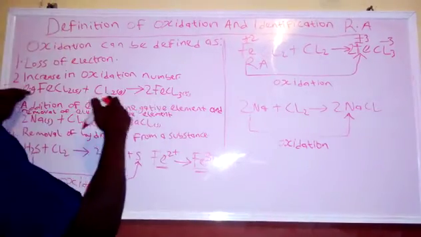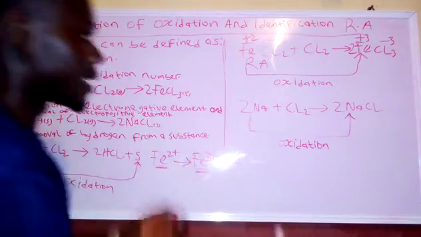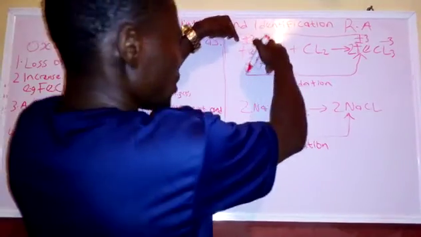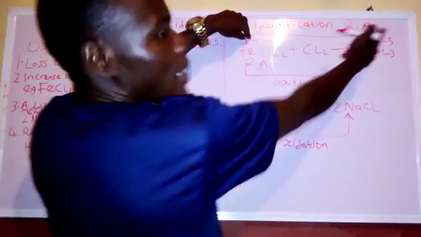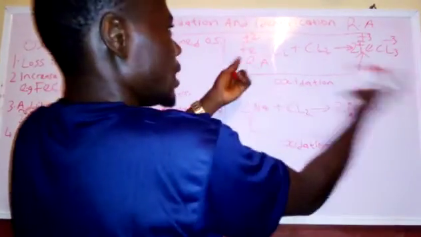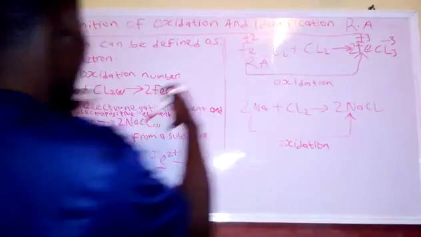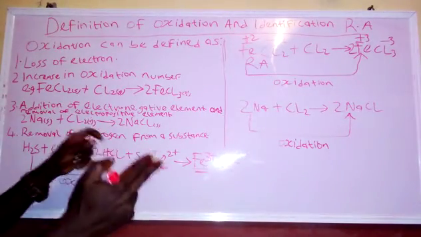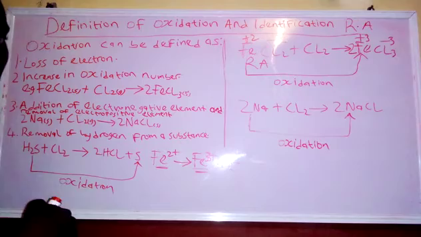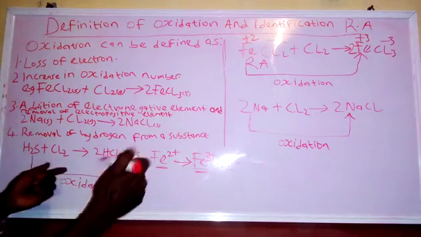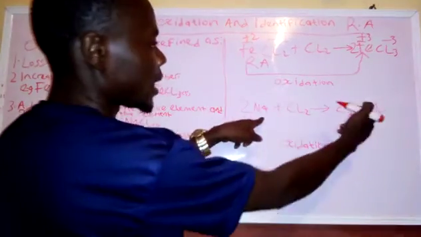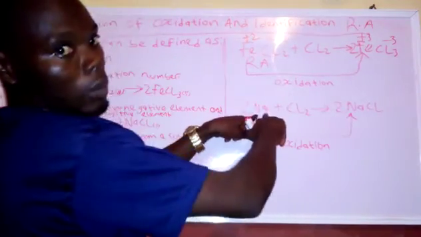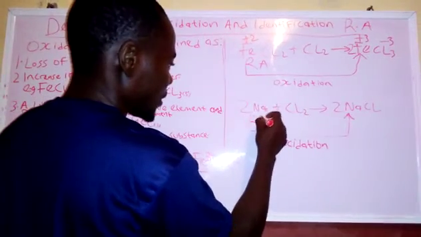Any substance in which the oxidation number increases. The same thing still goes for this one. The oxidation number was plus 2 here, it became plus 3. It's a reducing agent again, so the same designation goes again. Another one is addition of an electronegative element. Any substance to which an electronegative element is added is a reducing agent. For example, in our case, the electronegative element, that's chlorine, was added to sodium. So sodium is our reducing agent.